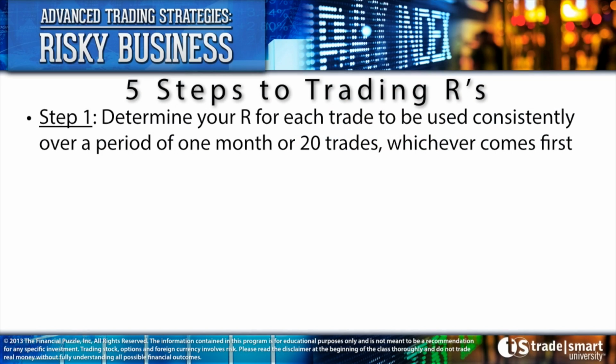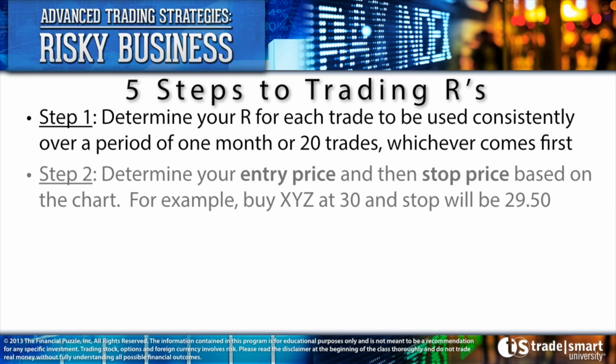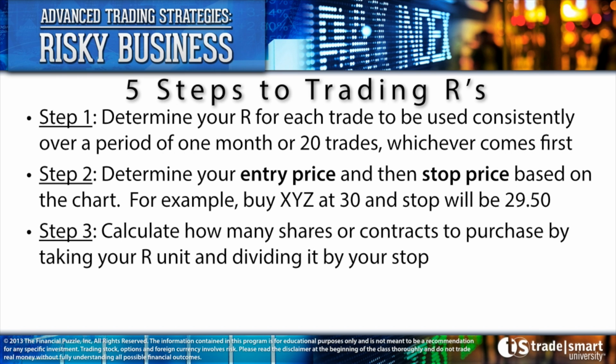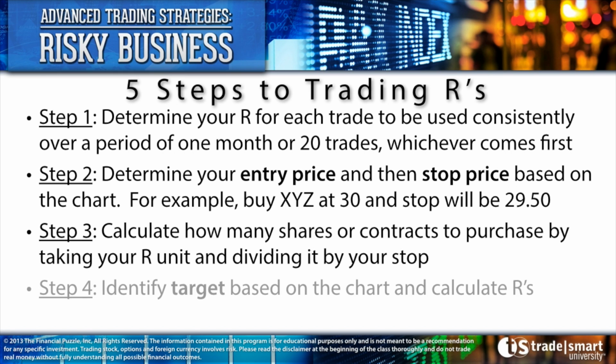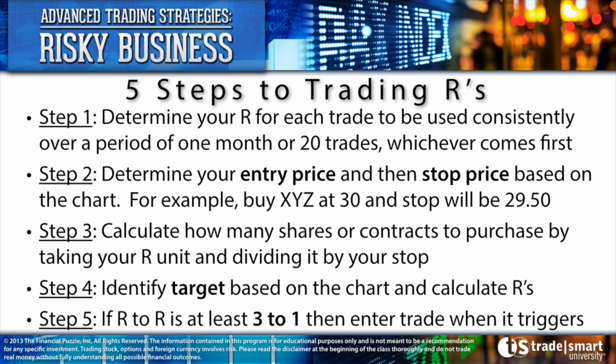So quickly, we're going to cover those 5 steps of trading as part of the review. Remember, step 1, you first determine your R you're going to use for each trade for the sample of trades that you're going to do, whether it's 20 or for a period of time. You're going to determine your entry price and your stop price based on the chart. Calculate how many shares or contracts to purchase by taking your R unit and dividing it by the stop, or using the formula that I showed you for the options. And then you're going to identify your target on the chart and make sure that it has an acceptable risk to reward ratio. If it does, then you take the trade when it triggers.